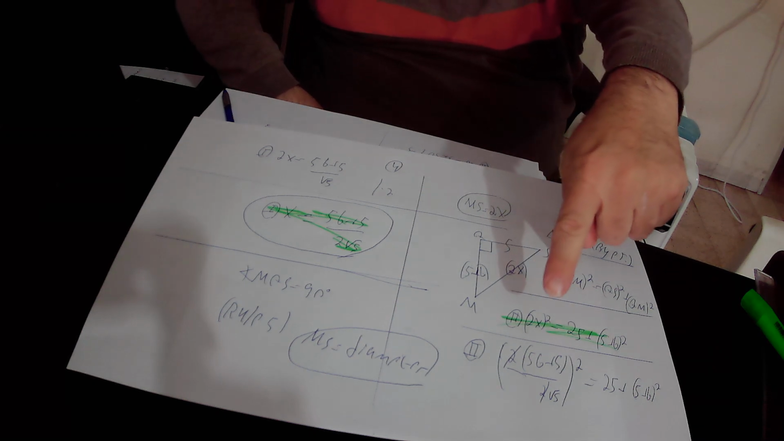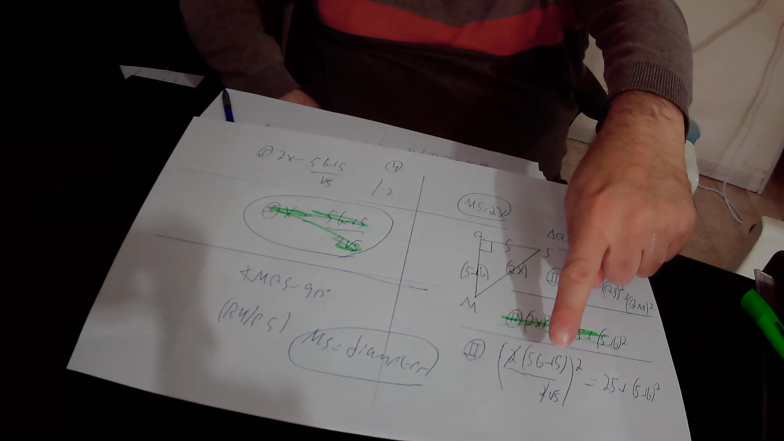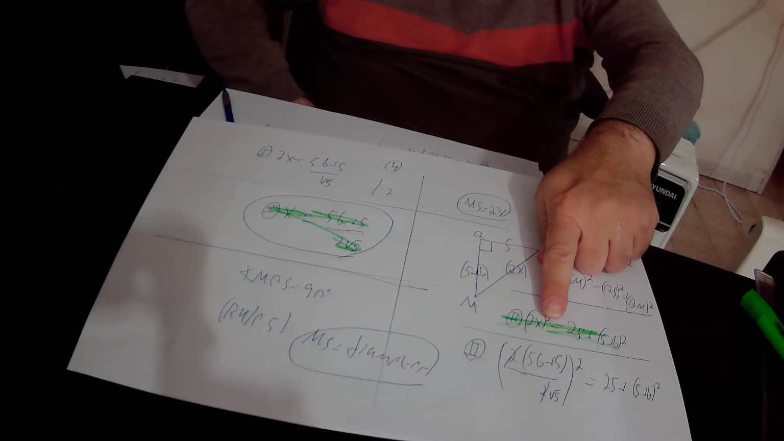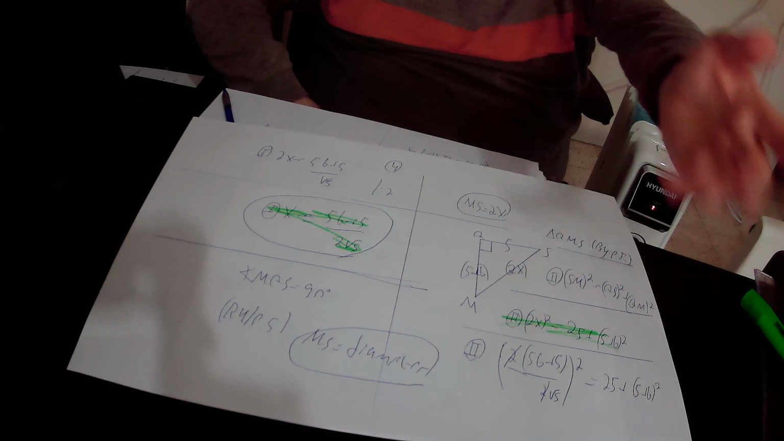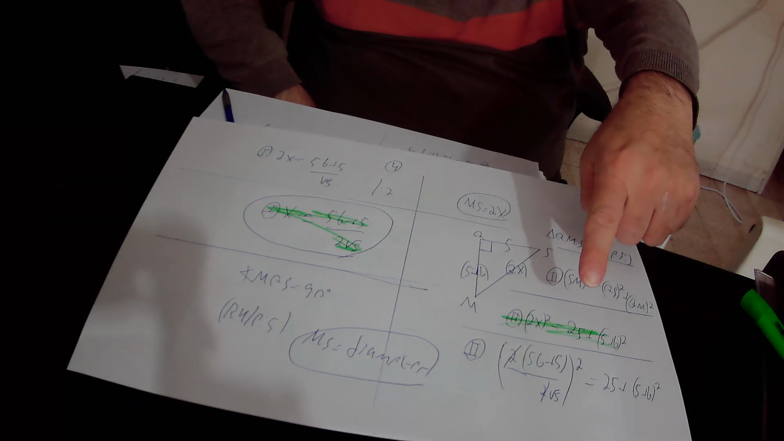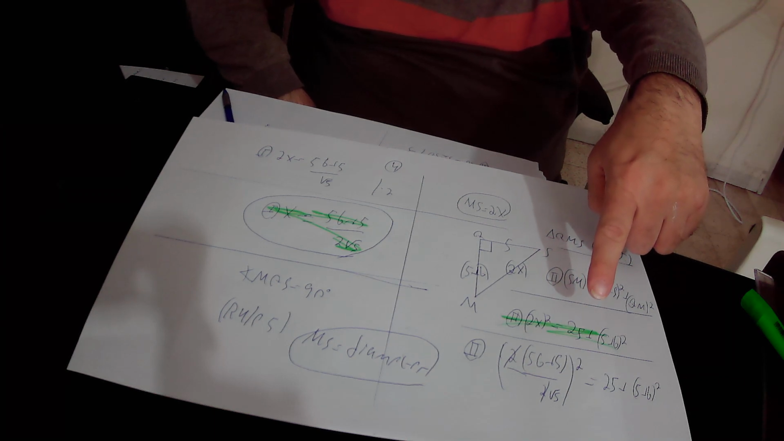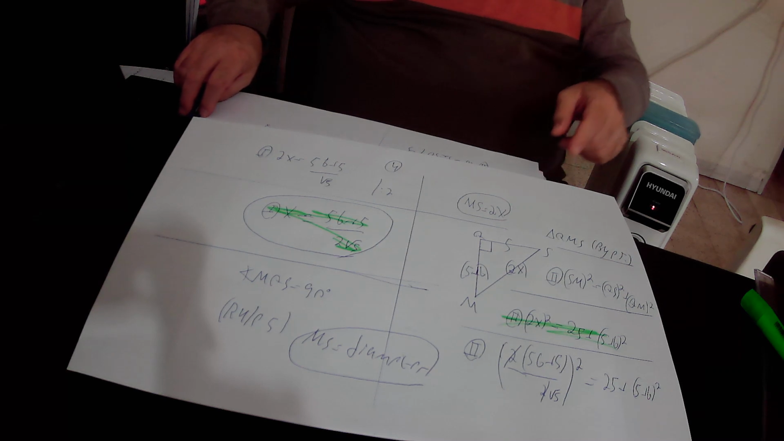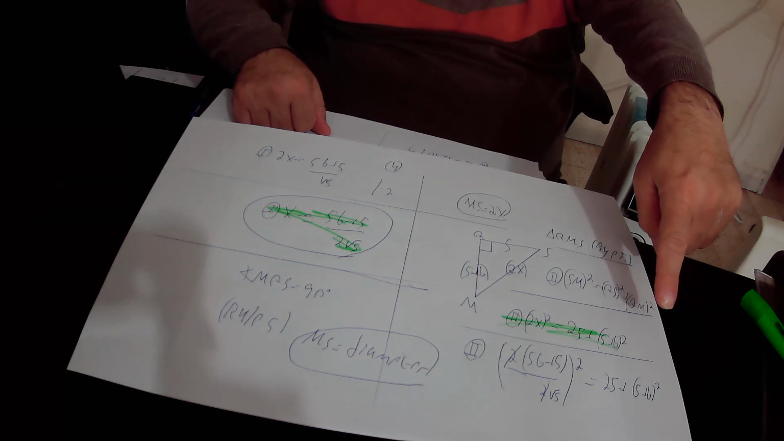Here we have 2 in the numerator and 2 in the denominator, so the 2 will get cancelled. We are left only with (5b plus 5) squared over the square root of 5 squared. The square root of 5 squared is 5. So on this side of the equation, we are left only with (5b plus 5) squared over 5. On the other side of the equation, we have 25 plus (5 plus b) squared.